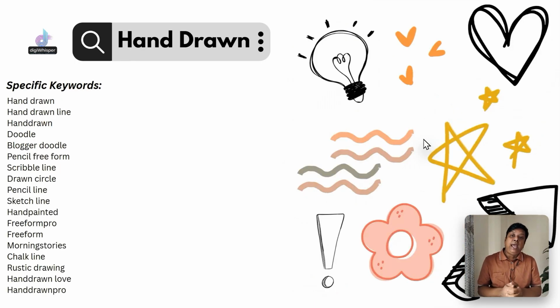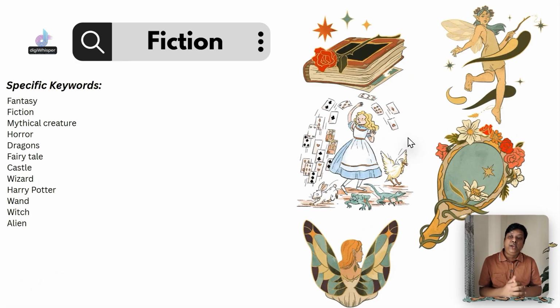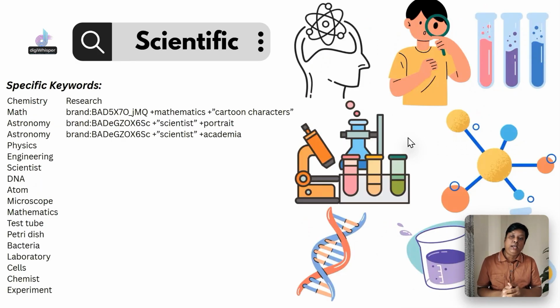And the next one is hand drawn. If you need this type of elements, you need to type hand drawn or hand drawn line, hand drawn doodle, blogger doodle, these types of things. And the next one is fiction. If you want this type of elements, you need to type either fiction or fantasy, fiction, horror, these types of specific keyword. And the next one is scientific.